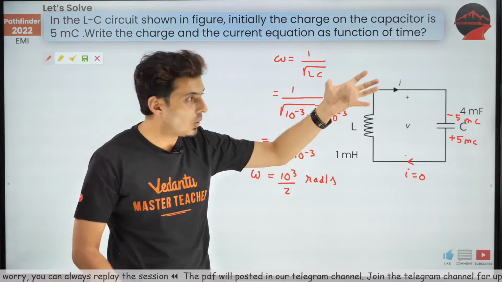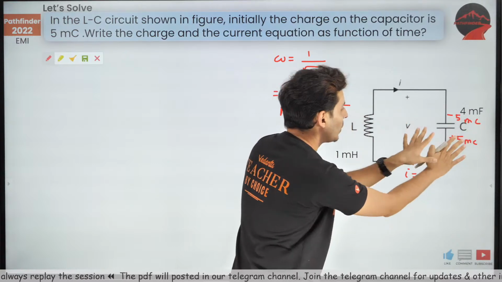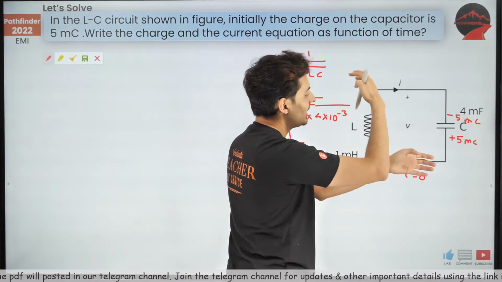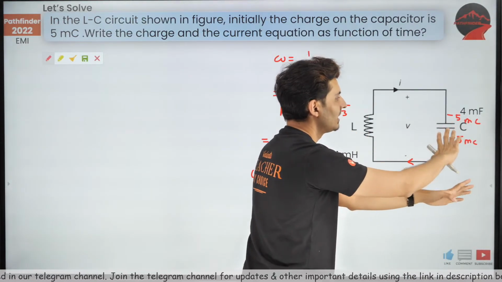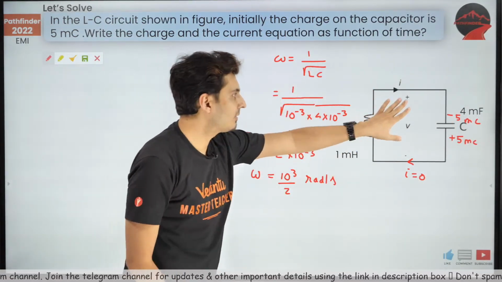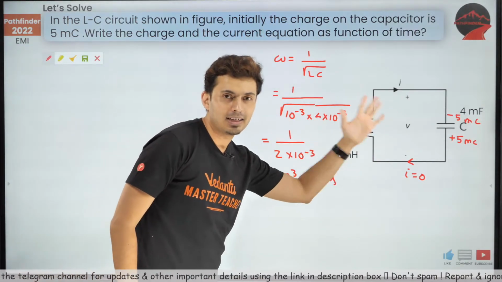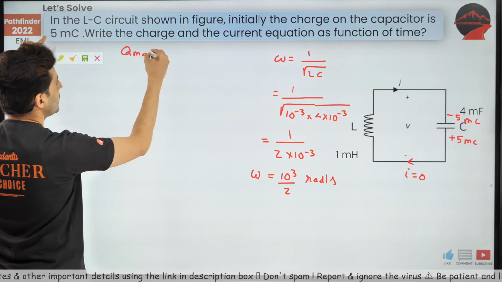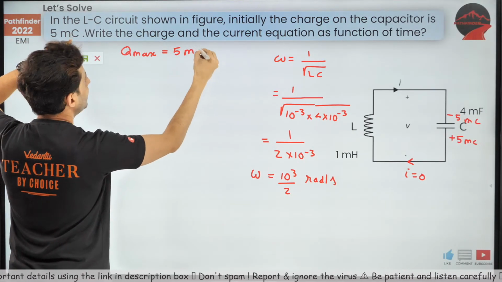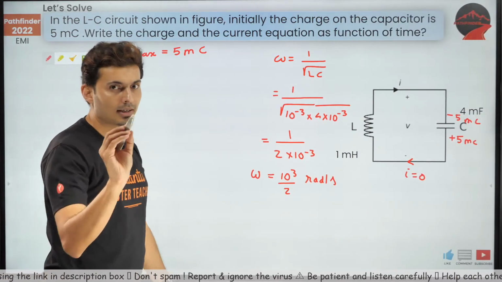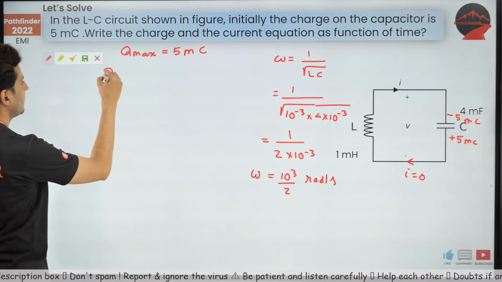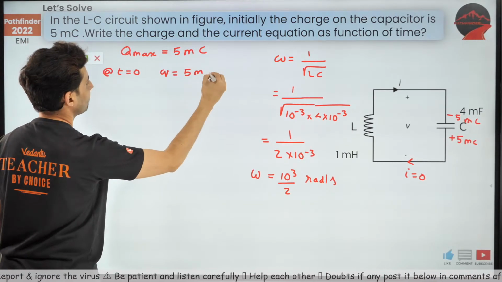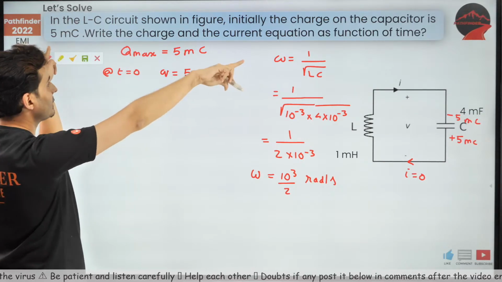Think about it. The charge starts from plus 5, it goes down, it decays, and the energy goes into the inductor. Then again the energy will come back, and this will become plus 5, again the energy will go back to the inductor, and again the charge will become 0. So it will keep fluctuating between both of them. So can I say the Q max is itself 5 millicoulomb? Fair enough. Great. Now at t equal to 0, Q is also 5 millicoulomb. At time 0, it's given that the initial charge is 5 millicoulomb.